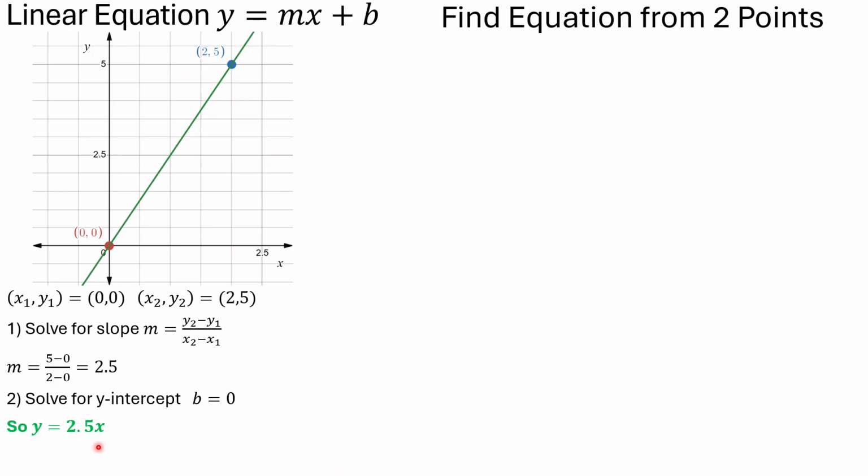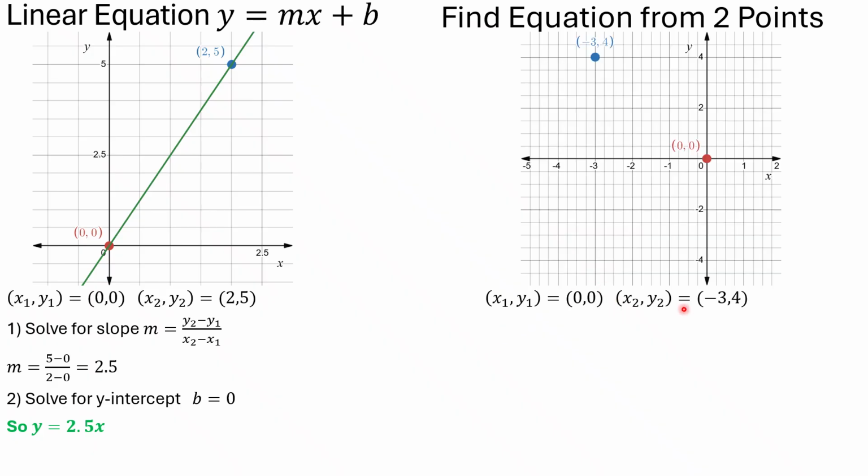We'll do the same thing for another example. This time we have the origin as our point 1, and we have -3, 4 as my point 2. See if you can quickly, with this same logic, solve for the slope and y-intercept.